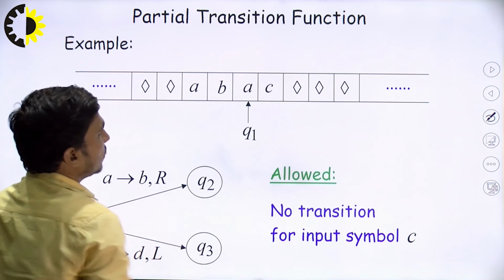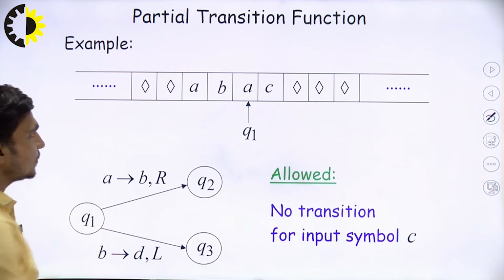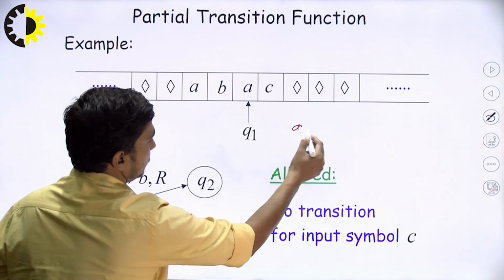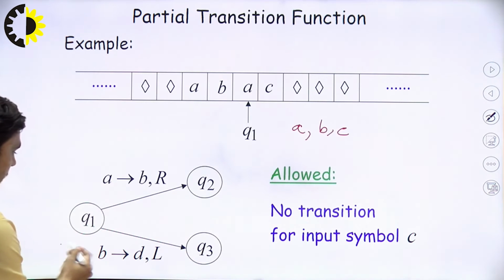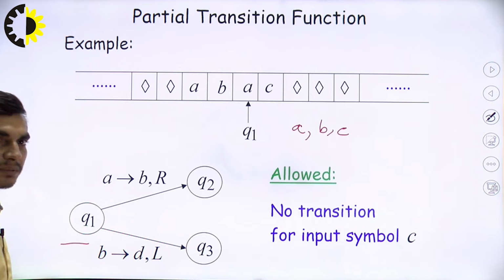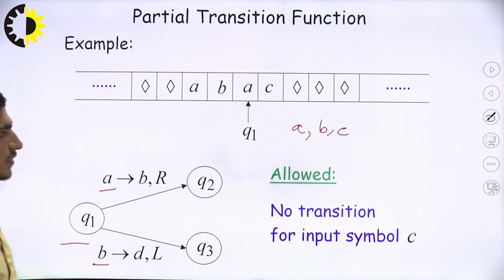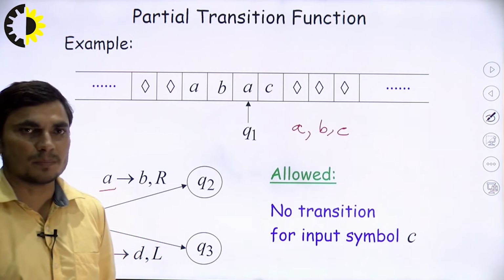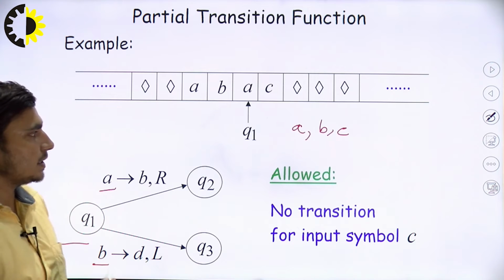So, this is an example of partial transition function. Suppose in this case, what we can see, the input symbols are A, B and C. Just take a look here, at this state Q1 we have transitions for input A and input B, but we do not have a transition for input C. So it is okay to not have a transition for a certain input symbol.